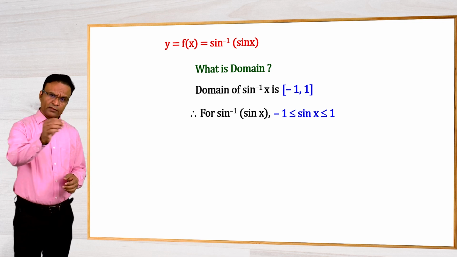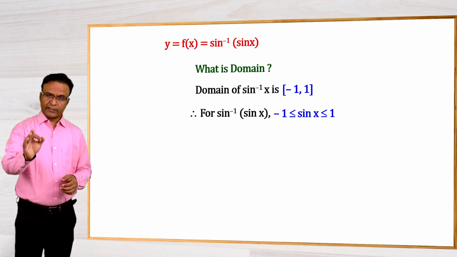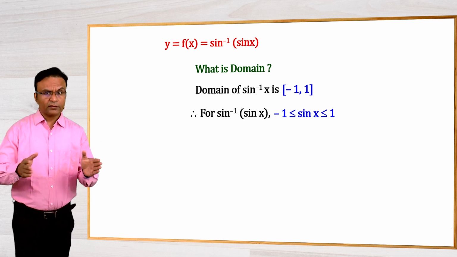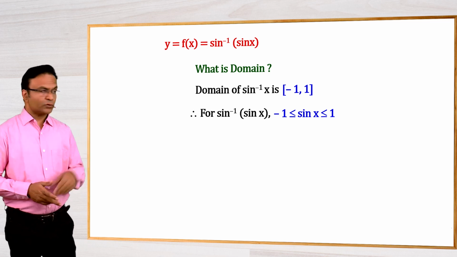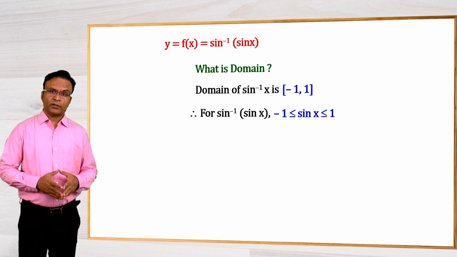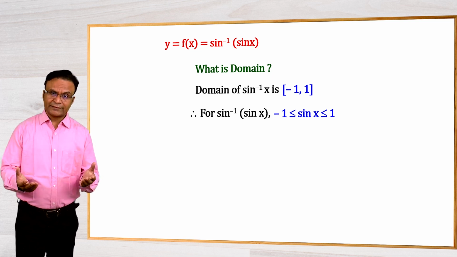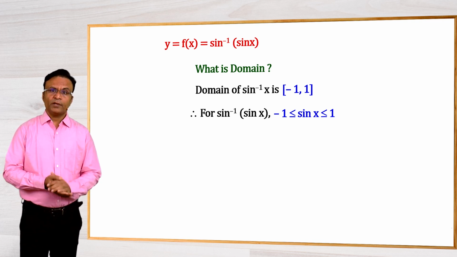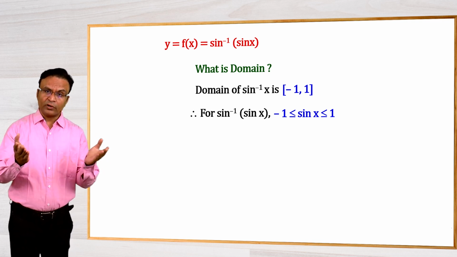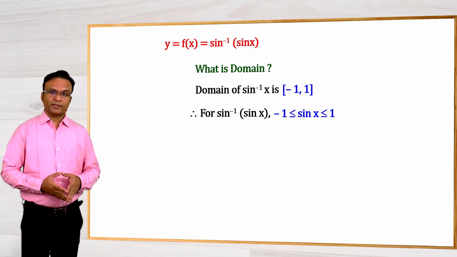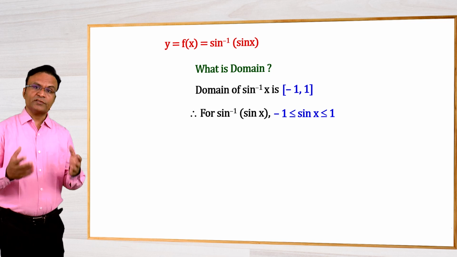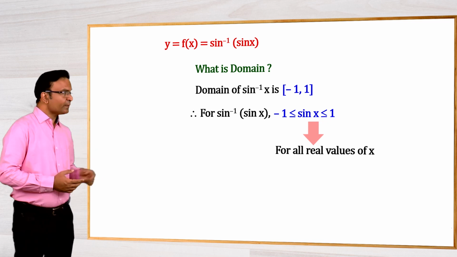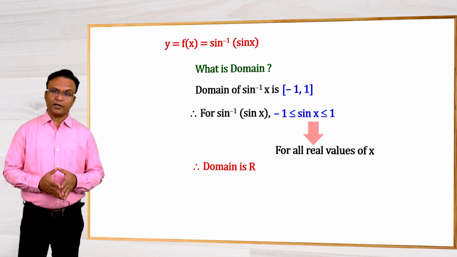sin inverse फंक्शन के अंदर कोई भी फंक्शन आ जाए, उसका एक ही कंडीशन है कि वो फंक्शन के वैल्यूज -1 और 1 के बीच में होने चाहिए. So we have sin x between -1 to 1. Now tell me, for which values of x are these values of sin x possible? sin x फंक्शन का रेंज तो ऑलरेडी -1 to 1 होता है, तो यहां पे हम x की कौन सी वैल्यूज ले सकते हैं? We can take any real values of x. So here the domain of the function is R.